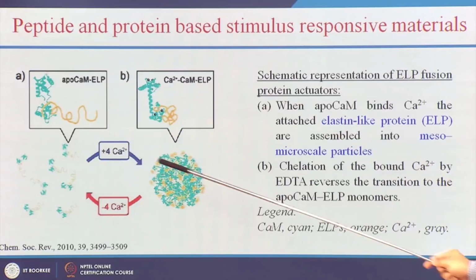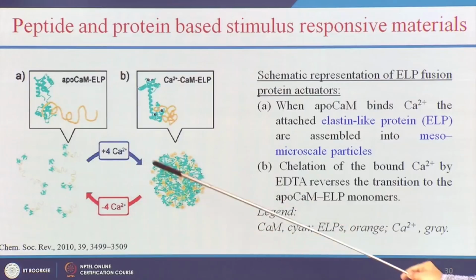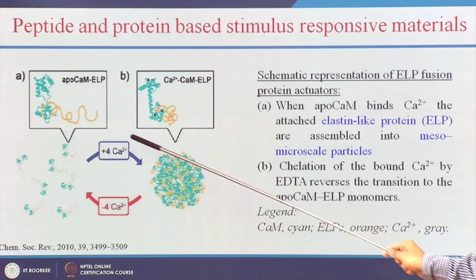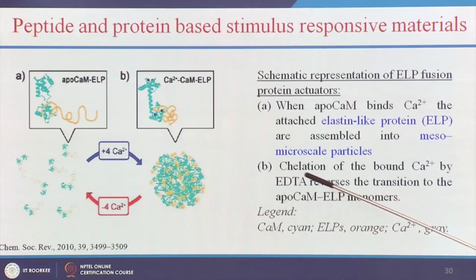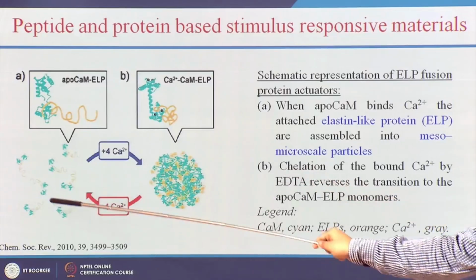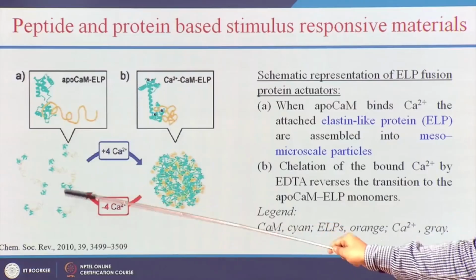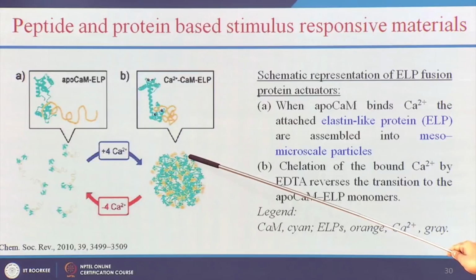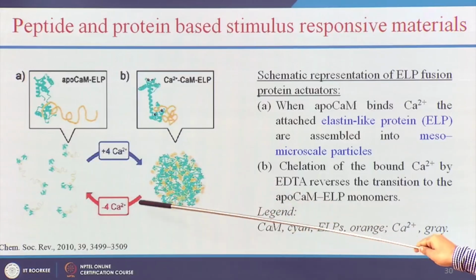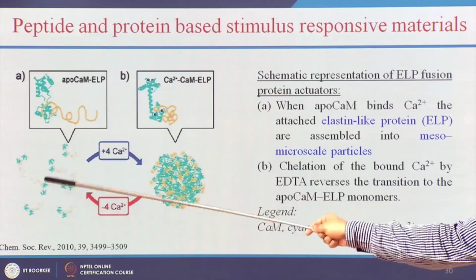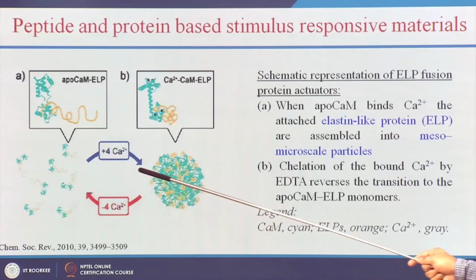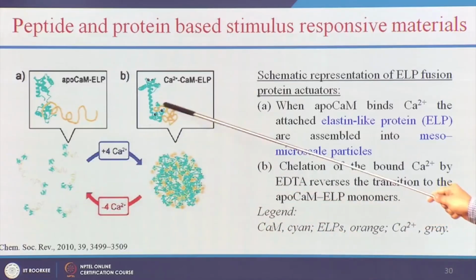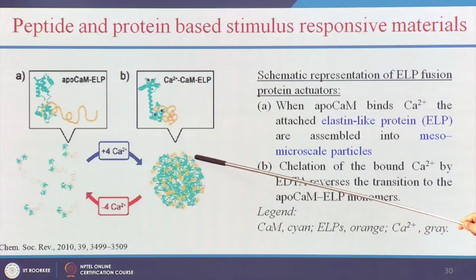Okay. So, this protein will assemble into meso microscale particles in the presence of calcium, and when you remove the calcium with the help of EDTA, which is a chelating agent, it again goes back to the same apochem ELP monomer structure. That means, in the presence of calcium it forms meso microscale particles, and when you remove the calcium it goes back to the monomer structure. So, this is useful when you load these kinds of particles with a drug or anti-cancer drug or something.